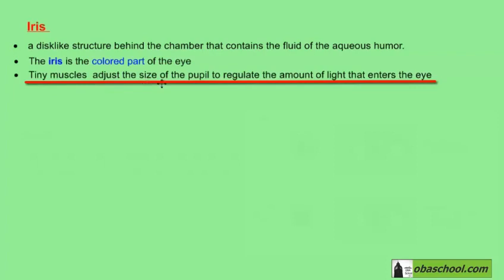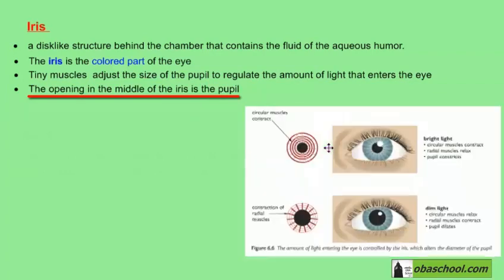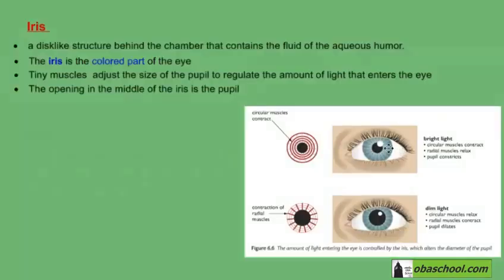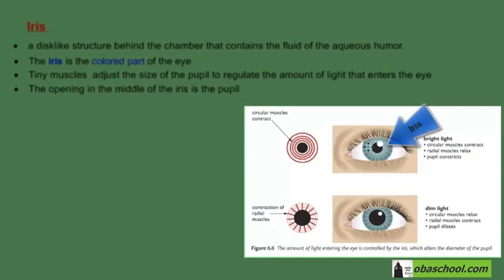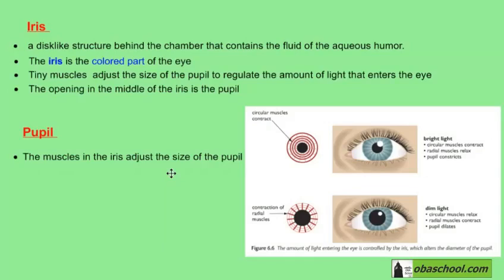Tiny muscles adjust the size of the pupil to regulate the amount of light that enters the eye. The opening in the middle of the eye, this is the pupil. Here is the eye, and we see this black hole here. This is in the middle of the iris, and it's the pupil. The iris here is the colored part, and here it's a bluish gray. So this big disc is the iris, and in the middle we have the pupil.